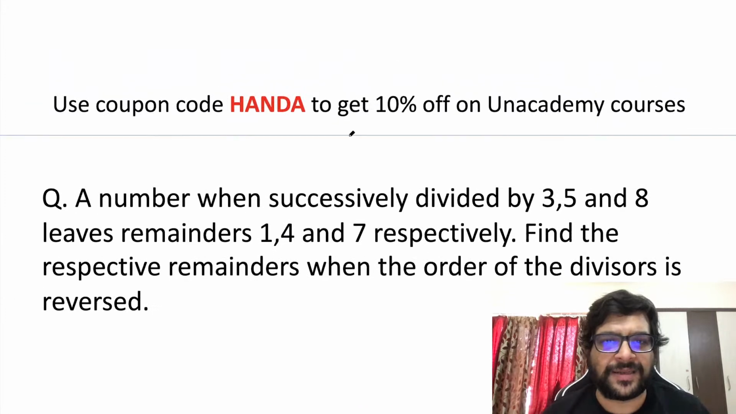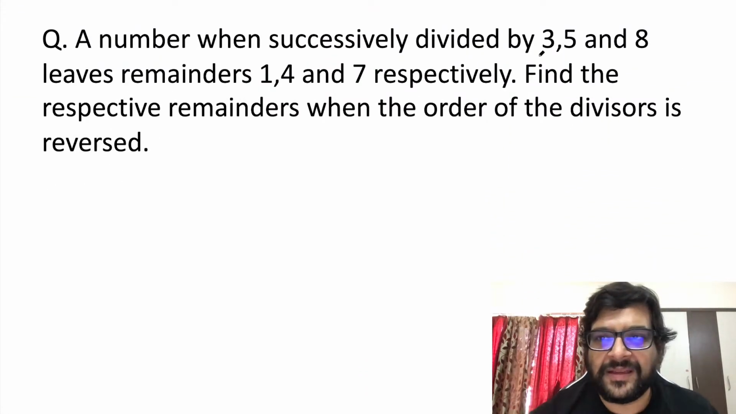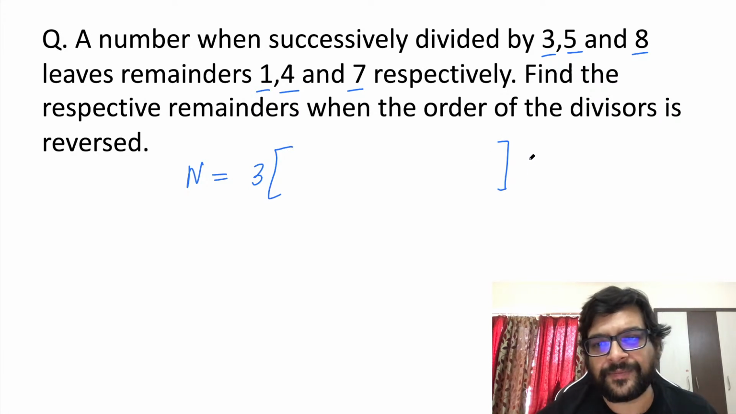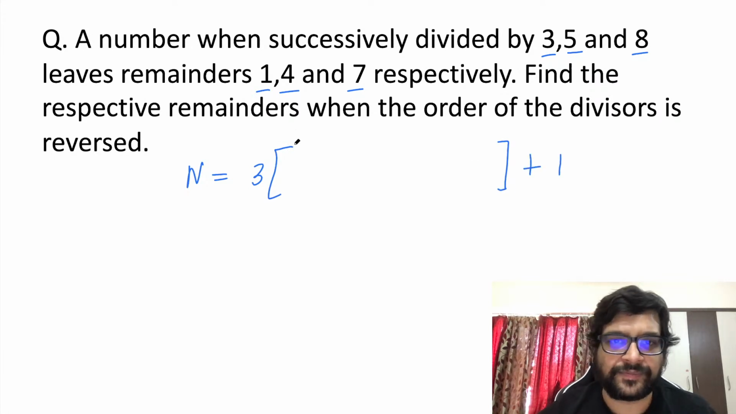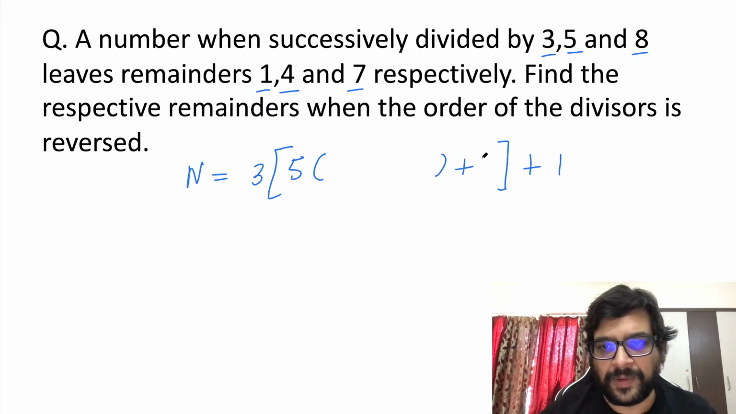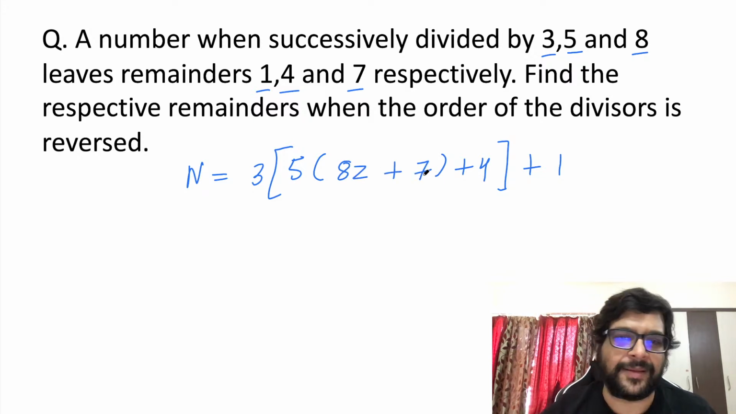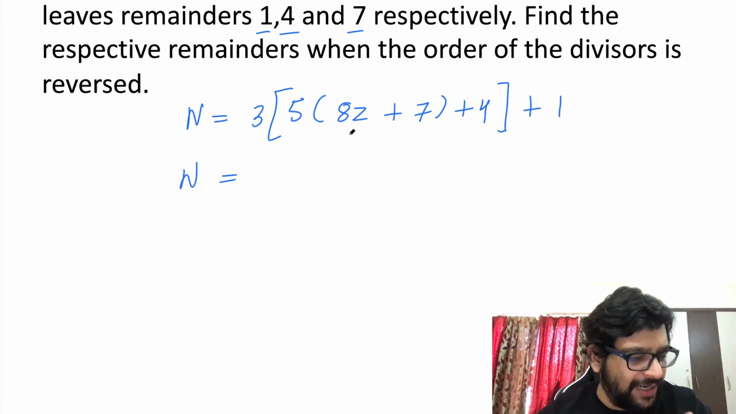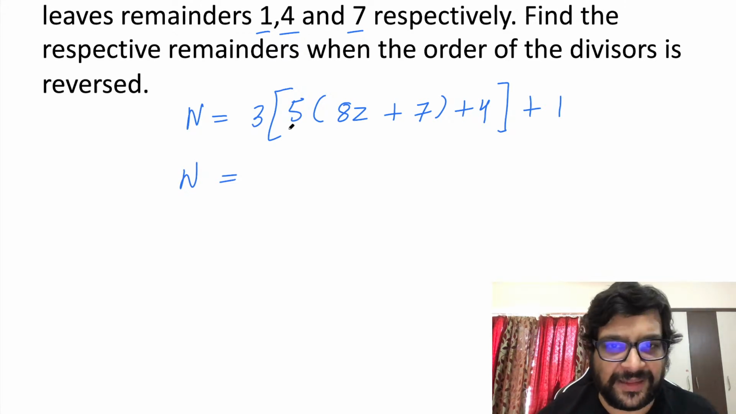Let me see if we have more questions like this. Okay. 3, 5, 8 leaves remainders 1, 4, and 7. Generic form of n, 3x plus 1, x is 5y plus 4, and the last term y is 8z plus 7. So this actually will help you find the generic format. This is how I will do it in the exam.